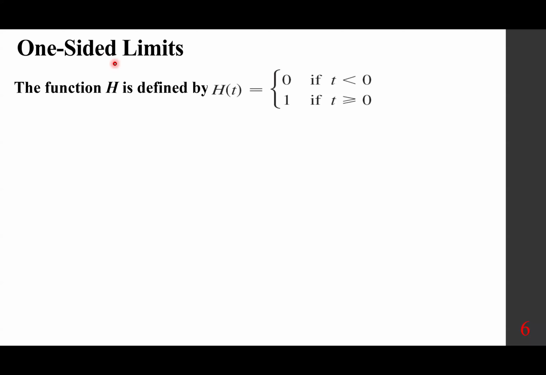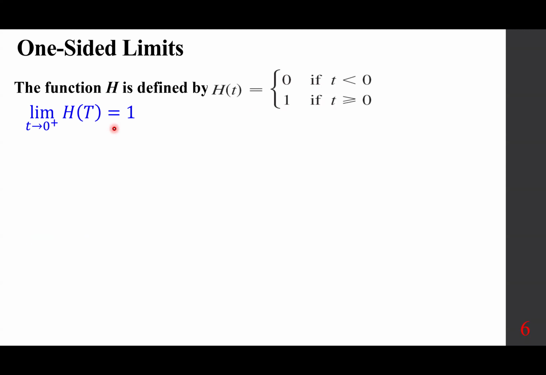One-sided limits. The function h is defined by h of t is 0 if t is less than 0, and it's equal to 1 if t is larger than or equal to 0. This is called the Heaviside function. It's used in electrical engineering.